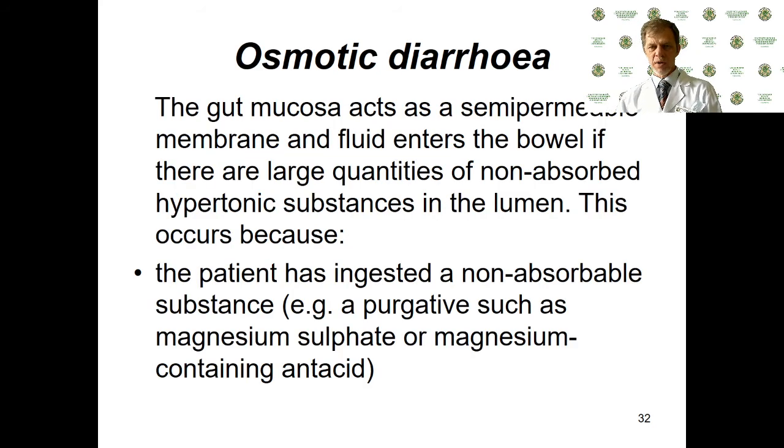So, osmotic diarrhea. The gut mucosa acts as a semi-permeable membrane, and fluid enters the bowel if there are large quantities of non-absorbed hypertonic substances in the lumen. This occurs, for example, because the patient has ingested non-absorbable substances, for example, purgatives such as magnesium sulfate. So if someone takes magnesium sulfate, it causes diarrhea because, due to the law of osmosis, water enters the intestine and is evacuated with feces. As a result, we have osmotic diarrhea.